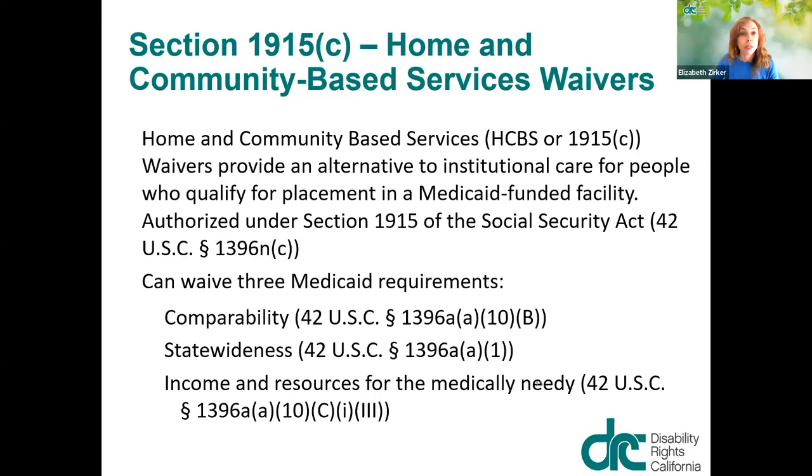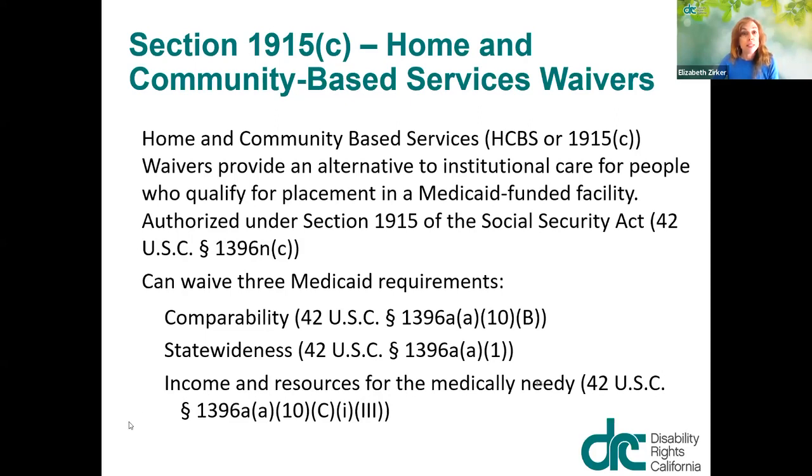So comparability of services. That means it allows states to make waiver services available only to certain groups of people who are at risk of institutionalization. For example, states can use this authority to target services to seniors, technology-dependent children, people with intellectual or developmental disabilities. States can also target services on the basis of disease or condition, for example, traumatic brain injuries.